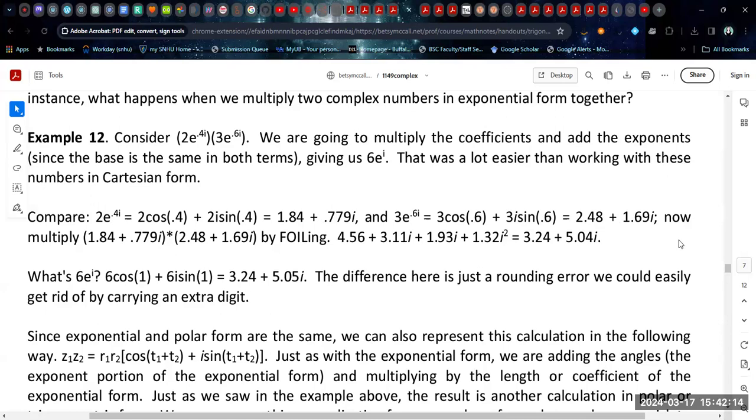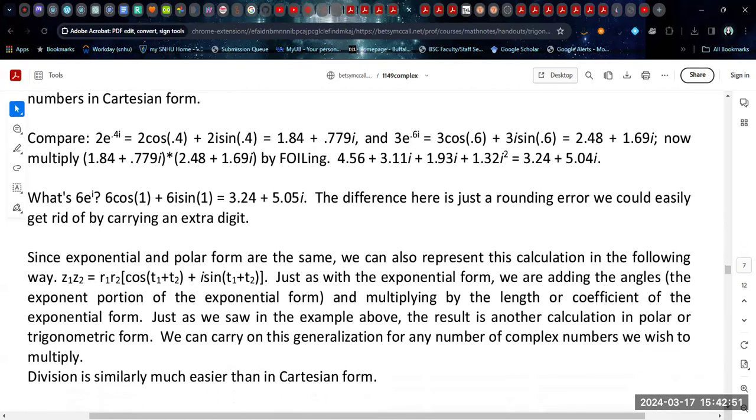And then I can multiply by foiling. Don't forget to replace i squared with -1, and we end up with this expression. But 6 times e to the i, if 6 is my radius and 1 is my angle, I can get this value directly by just using Euler's formula. Again, the difference, if there's any in this case, is just a rounding error because I only used 2 decimal places and not more. If we had carried an extra digit, then we would have gotten a more accurate answer.